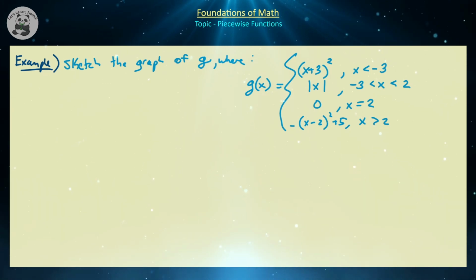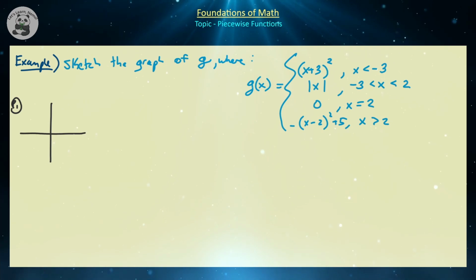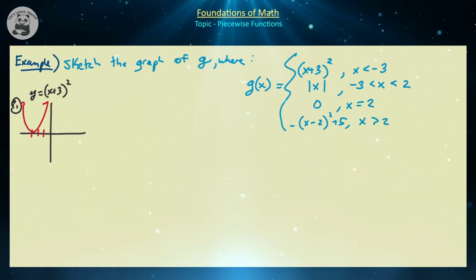So let's consider what this graph is going to look like, but by focusing on each of the little pieces. Let's start off with piece number 1. Piece number 1 is going to be a parabola. So what does y is equal to (x + 3) quantity squared look like? That is going to be a parabola shifted to the left 3 units. So that's going to be equal to this graph. And notice that this is going to break off at x is equal to -3, because this is only going to be true for x is less than -3. So let's just keep that in mind.